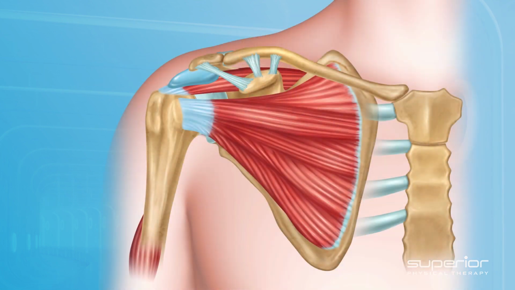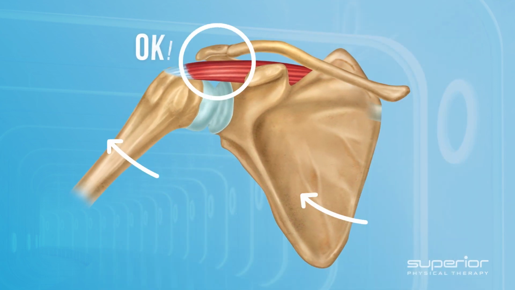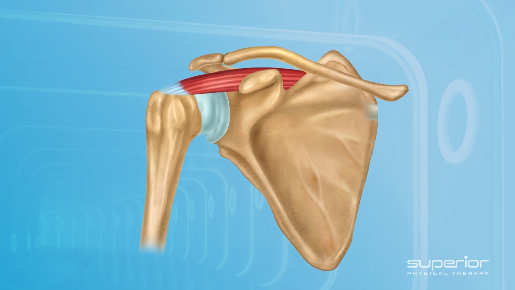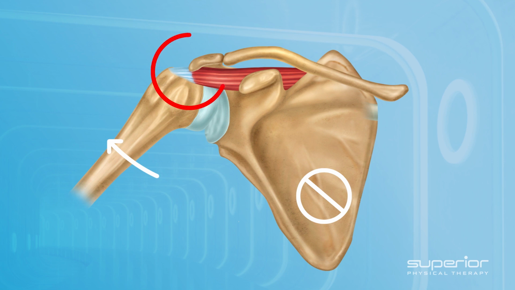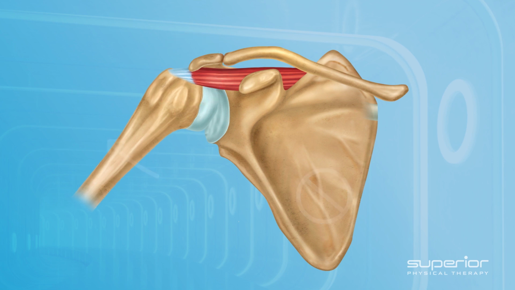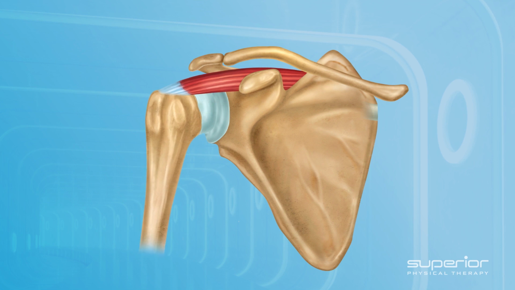And so as the shoulder blade is moving, it has to move in the exact same direction and speed as the arm bone, or the humerus. Otherwise, the space in between that bony roof and the ball gets compressed. And that compression, if it's there long enough, starts to fray those tendons and can cause a partial tear or a full tear, a complete tear of the rotator cuff.